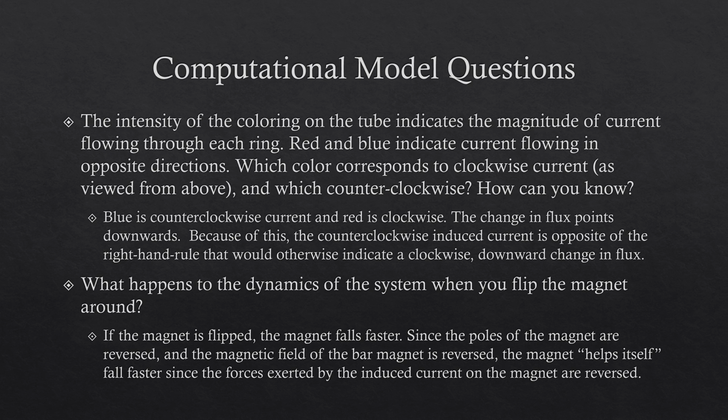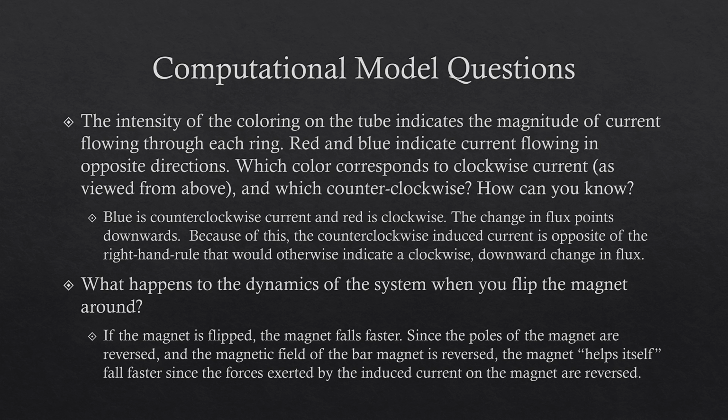Some computational model questions. The intensity of the coloring on the tube indicates the magnitude of the current flowing through each ring. Red and blue indicate current flowing in opposite directions. Which color corresponds to clockwise current and which counterclockwise? Blue is counterclockwise current and red is clockwise.